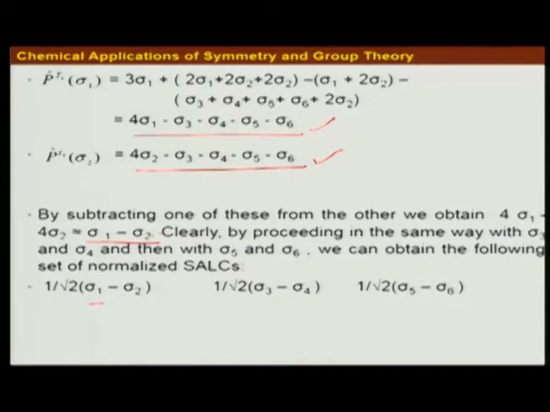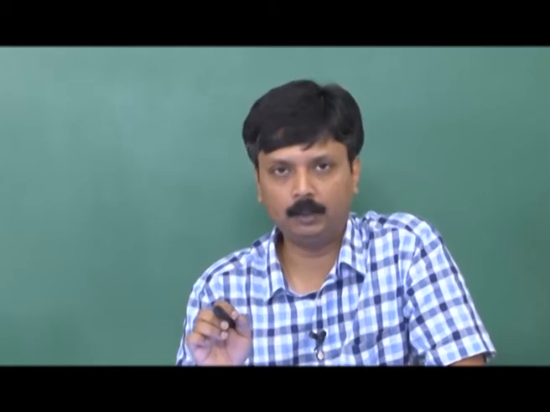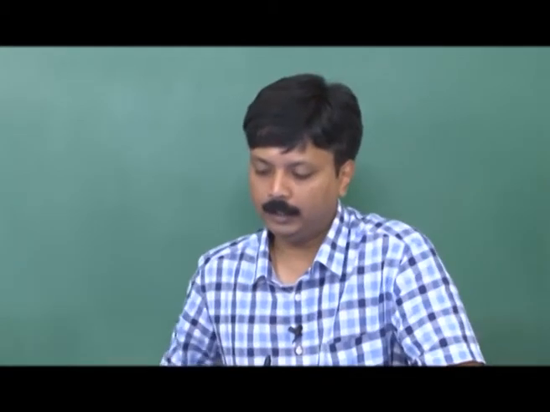In this way, if you form the whole set of combinations by operating the projection operator for T1 on all the basis functions, you get several combinations, and then you perform the orthogonalization, and you ultimately get sigma 1 minus sigma 2, sigma 3 minus sigma 4, and sigma 5 minus sigma 6. And when you incorporate the normalization condition, you get the overall normalized orthogonal functions that will together form the basis for the three-dimensional representation which we are considering here.